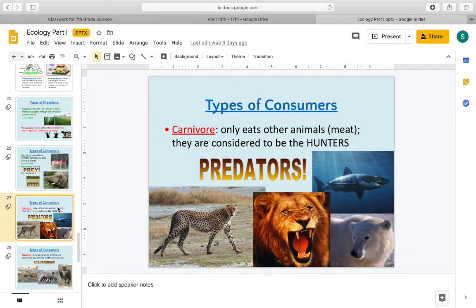Earlier I said animals get all their energy from plants. So if a carnivore only eats meat, how are they getting their energy? Well, they're getting it from the animal that they're eating. They had to eventually have had a plant. So that energy is moving up to them that way.